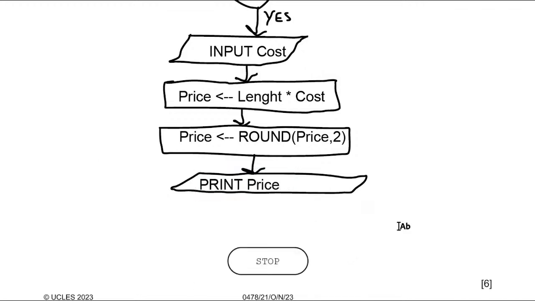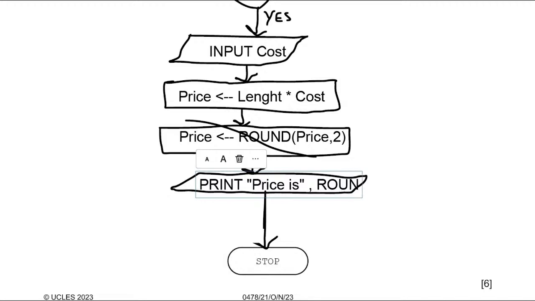Okay, this is one way of doing it. Otherwise, what you can do is skip this step and say price comma round price 2. Both ways are correct, both ways are accurate.